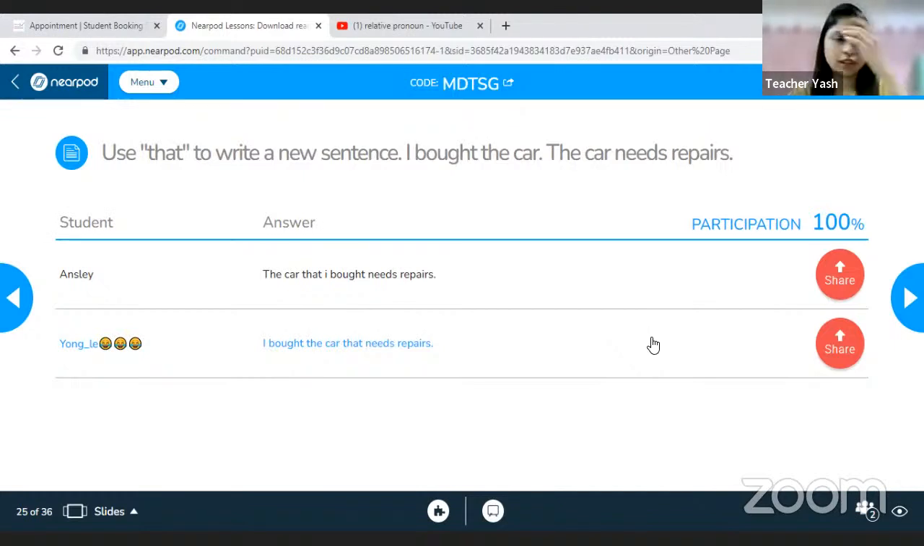Okay, both of you correct. The car that I bought needs repair also can. I bought the car that needs repairs also can. Okay, so make your own sentence now.